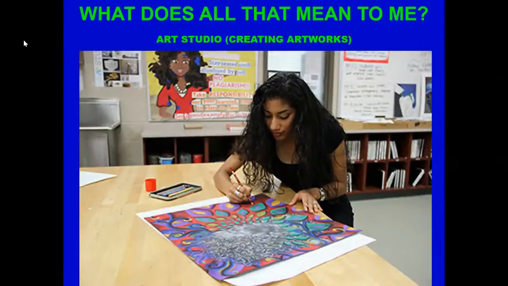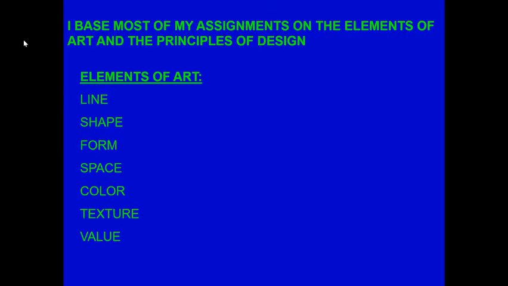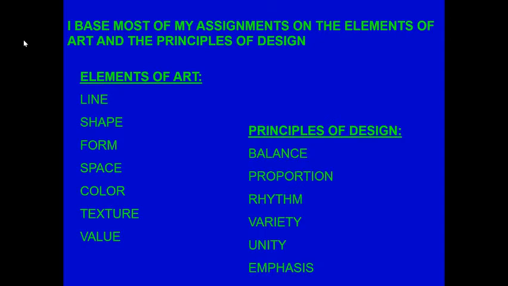But mostly, what we're going to be doing this year will be studio. You'll be making art, you'll be drawing, you'll be painting, and that's most of what we're going to do this year. I base almost all of my assignments on the elements of art and the principles of design. And the elements of art are line, shape, form, space, color, texture. And the principles of design are balance, proportion, rhythm, variety, unity, and emphasis. I'll be talking about these all throughout the year.